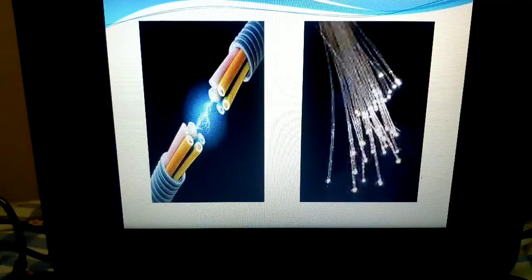Same way, your data, which is in the form of either digital or analog, digital meaning zeros and ones, is converted in the form of light by using the LEDs or the laser diodes. How is it converted? By using one of the modulation techniques. It might be a frequency modulation technique, an amplitude modulation technique, or a phase modulation technique.